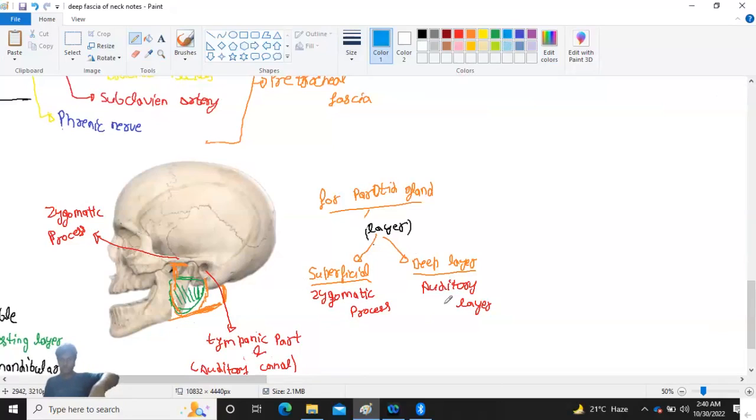Here we can write auditory, because we know it cannot go deep into the auditory canal. It is just the outer opening. It is attached to the outer opening of the auditory canal and the tympanic part of the temporal bone.